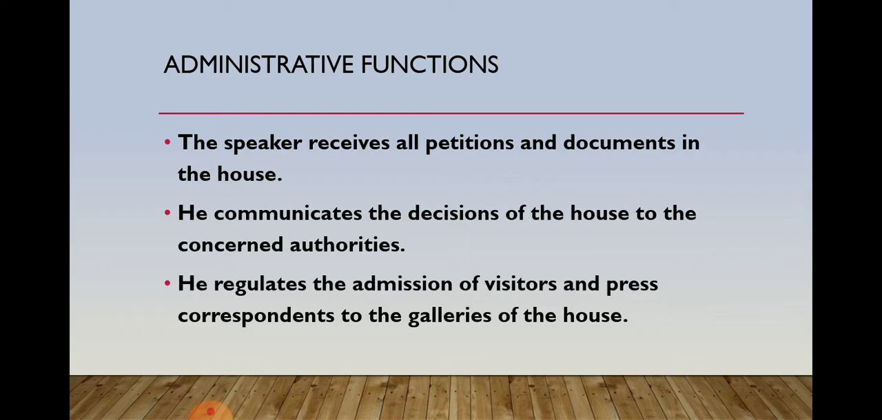The third one, he regulates the admission of visitors and press correspondence to the galleries of the house. The proceedings of the Lok Sabha can be watched by the public audience and the press correspondence. There are many galleries in the Lok Sabha. The number of visitors and press correspondents to watch these proceedings is decided by the Speaker of the House. So these are the 3 administrative functions of the Speaker.